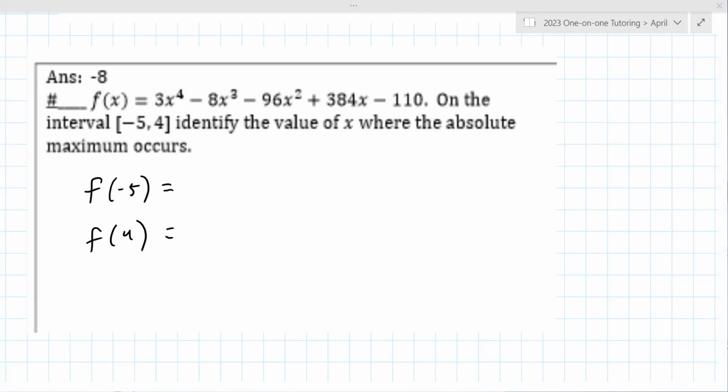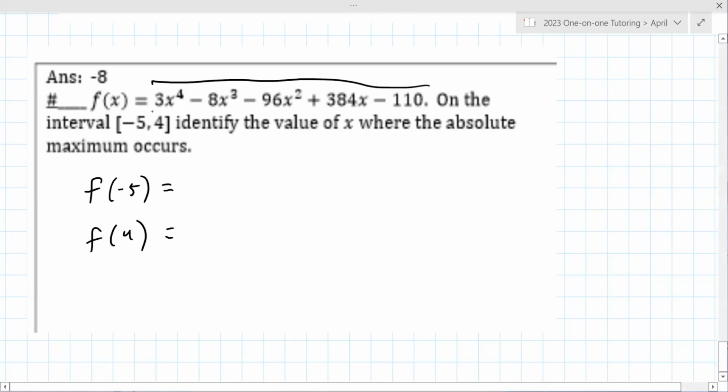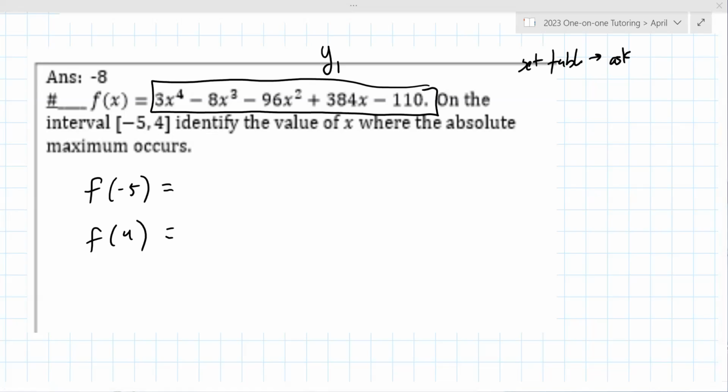And the fastest way to do this would probably be to put this into Y1 and then do a table, set table to ask. No, you don't have your calculator, but that would be the fastest way to do it, because then you don't have to put them in each time. You might make a mistake. Lots of things can happen there. Or you can go to the calculator, graph it, and calculate the value. Okay.